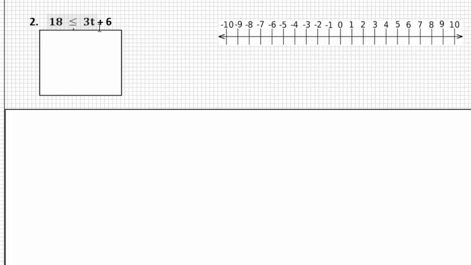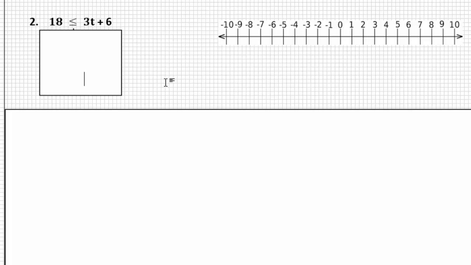Here, the statement is 18 is less than or equal to 3t plus 6. Again, let's copy down this inequality statement. And what do you think are the steps to solve it? I would start by putting a line down the middle to divide the left side of the statement from the right side. And then, just like equations, do it one step at a time until you can uncover what the value of the variable is.